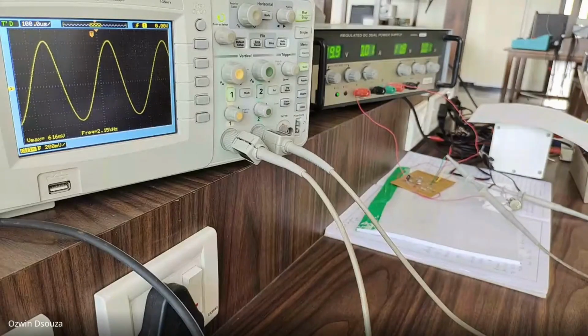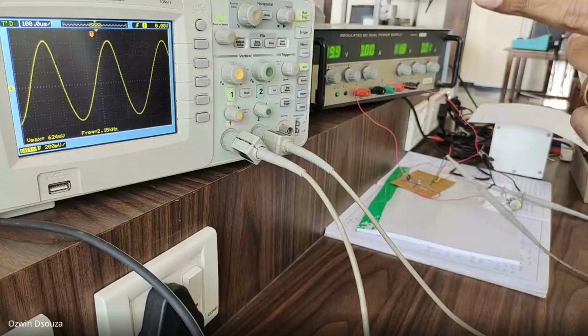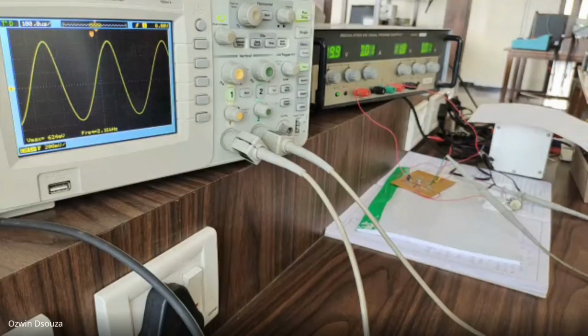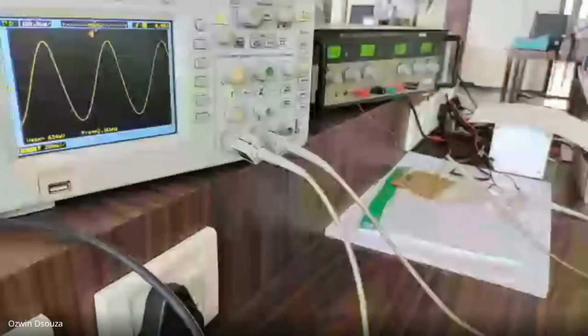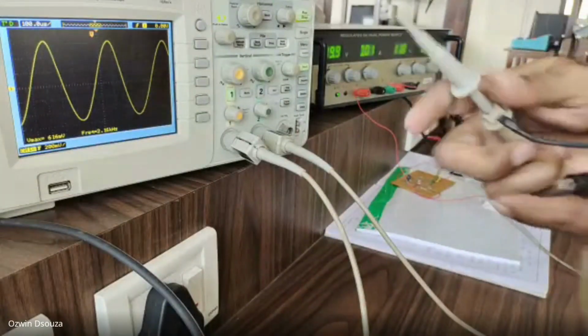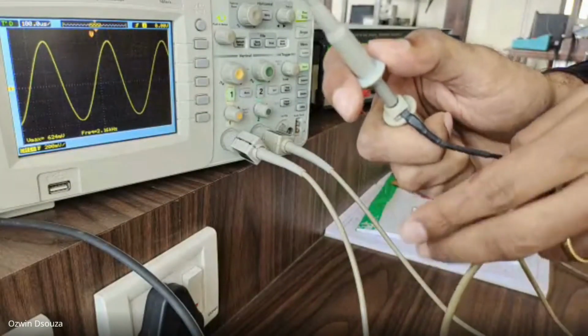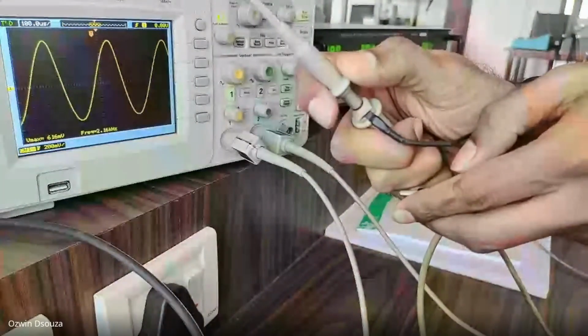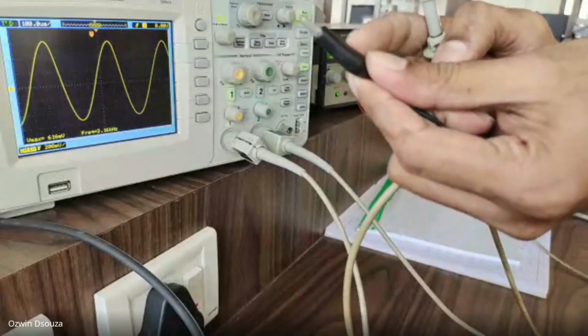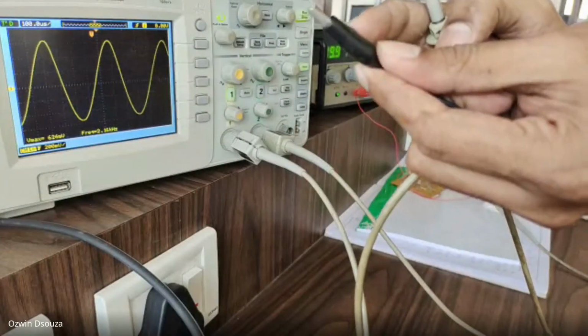Now, phase shift is always measured with respect to two waveforms. How many waveforms do we have in our CRO screen? Only one, right? So what I will do, I will connect the second probe. This one is my phase terminal, and the black one, I'm going to take as the neutral terminal.